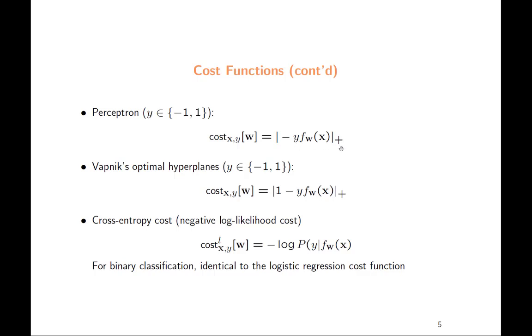On the positive part, we have Vapnik's optimal hyperplanes, which is 1 minus y f of x, positive part, so we have the 1 minus here, and there only the minus. There's a cross entropy cost function, which is the negative log of the probability of y given f of x, so a bracket is missing. It can be applied to any log likelihood function, but for binary classification and logistic regression, it's the same thing as the cross entropy cost.